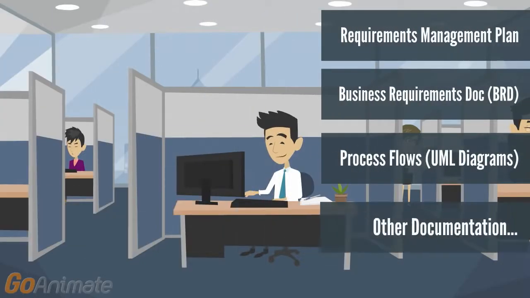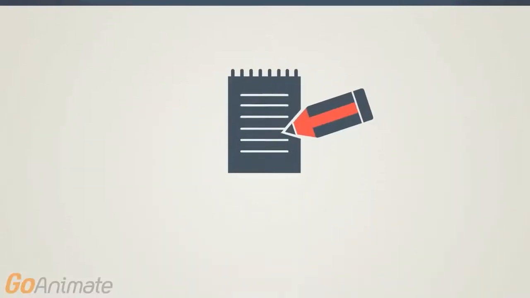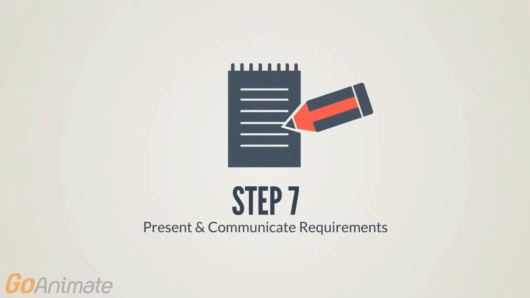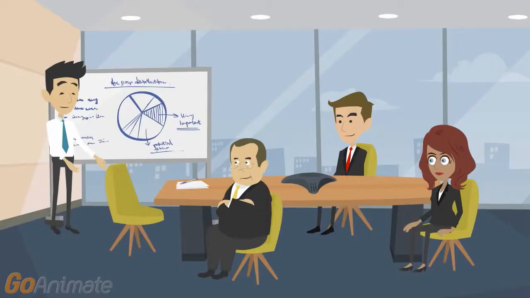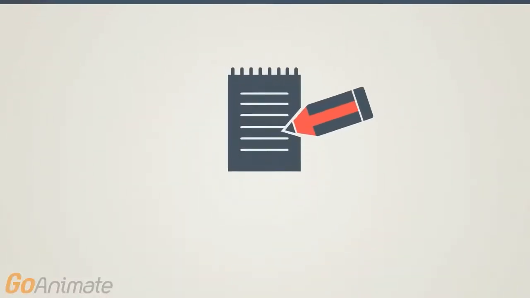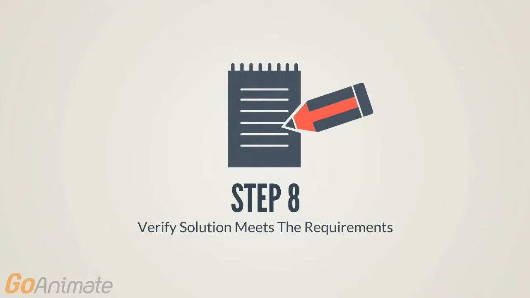This is when the BA documents all the information gathered and produces the BA deliverables, like BRDs, process flows, UML diagrams, and other documentation. Step 7. Requirements communication. Requirements communication is an important skill for the business analyst, where he or she will be working to bring different stakeholders and implementers of the project to a common understanding of the requirements and to get their buy-in on the final solution. Step 8. Verifying that the implemented solution meets the requirements.